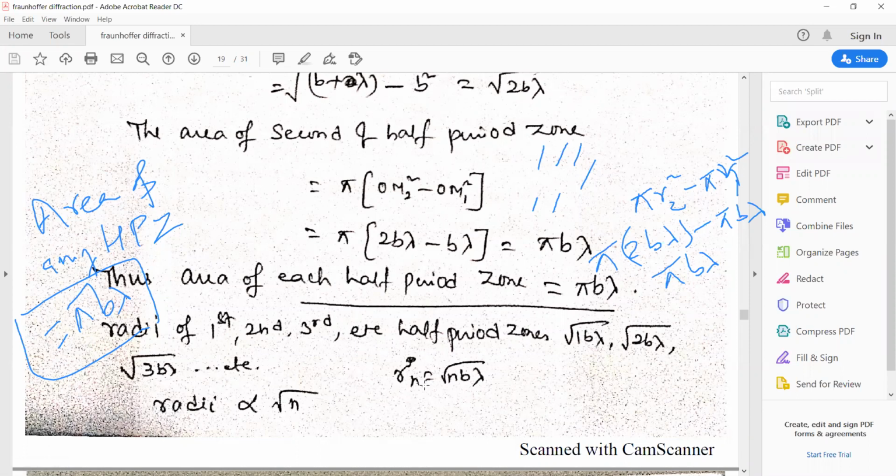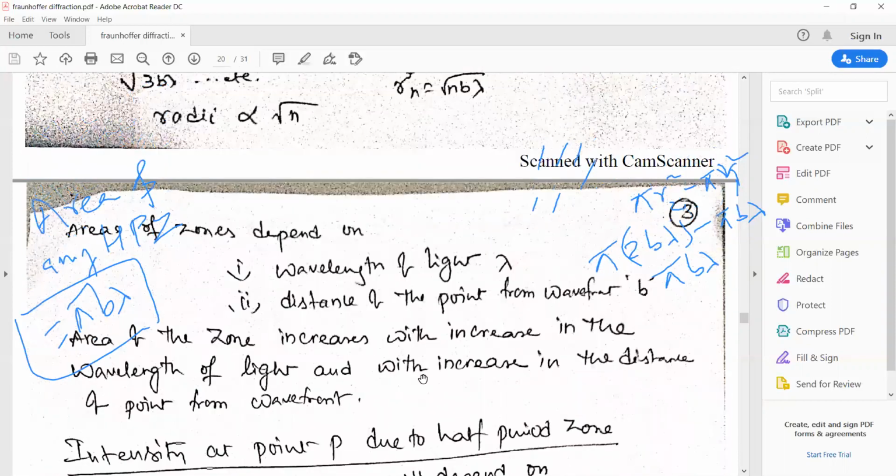Similarly, what will be the area of the 20th zone? It will always be pi b lambda. The area of any half period zone will be pi b lambda only. So the areas of the zones depend only on lambda, the wavelength of the light, and also how far the point P is. This planar wavefront is at a distance from point P, which is at a distance b. So area depends only on these two factors.